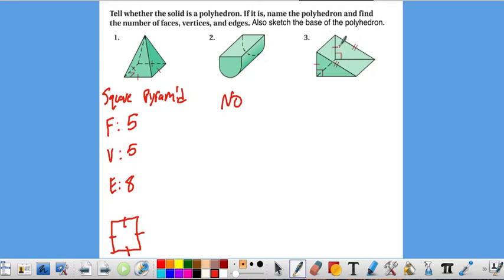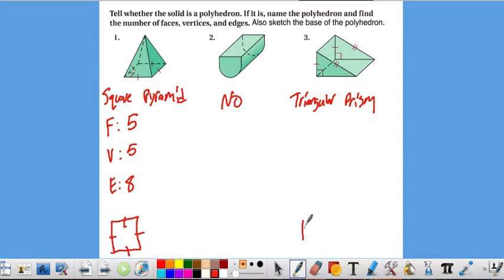For number 3, we can tell there's triangles in this thing, but it definitely doesn't look like a pyramid. So what we have is two triangles that are connected by a bunch of what look like rectangles. So we call that a triangular prism. And it's obviously tipped on its side, so the triangles are kind of in the front and the back instead of the top and the bottom. But those triangles are indeed our bases.